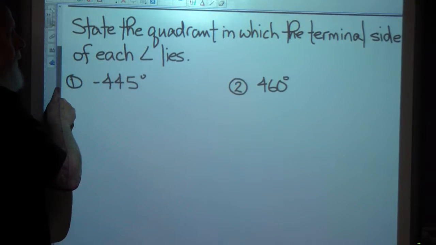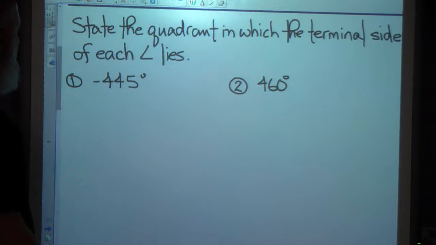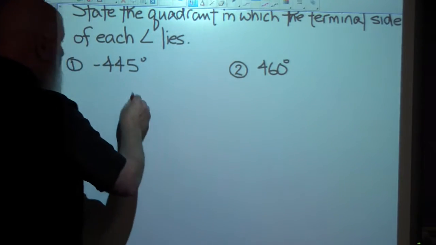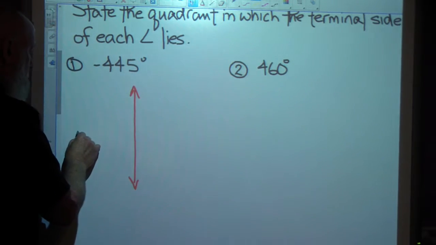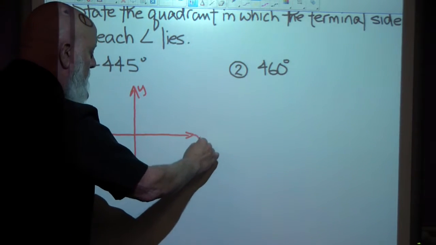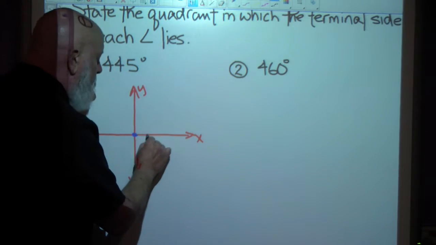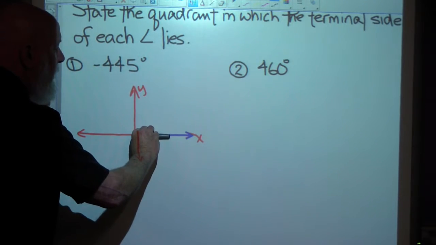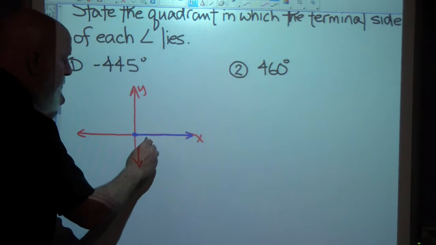A little walk down memory lane. State the quadrant in which the terminal side of each angle lies. Okay, so let's take a look at it. We've got a situation where we're given an angle in standard position. The initial side will be the positive x-axis. We're going to rotate in a negative direction, 445 degrees.